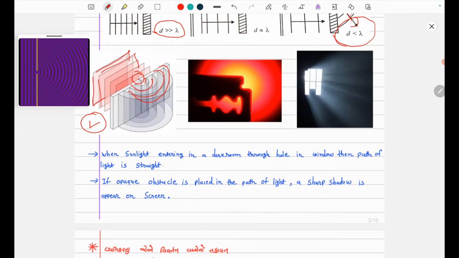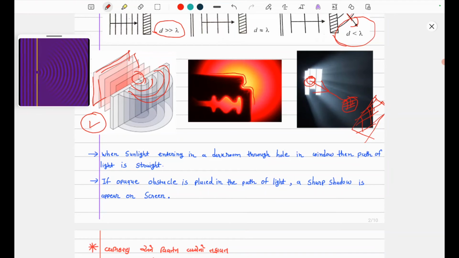Here we can see that diffraction of light will occur at the edges of this razor blade. We also have a common experience that the path of light entering a dark room through a small hole in the window, which is illuminated by sunlight, is always straight, right? If some disturbance appears in the path of light, then what happens? We can easily see a sharp shadow on the screen, right?